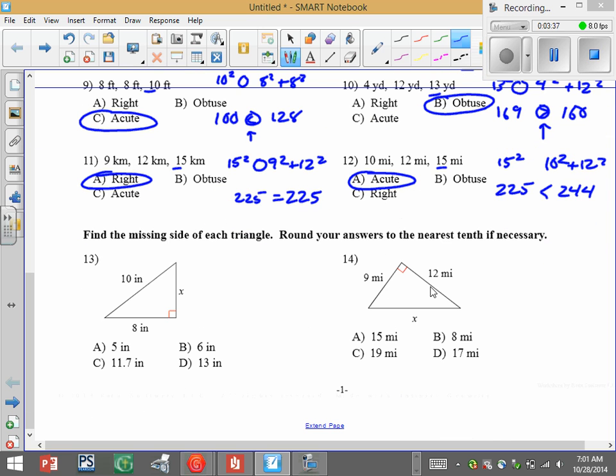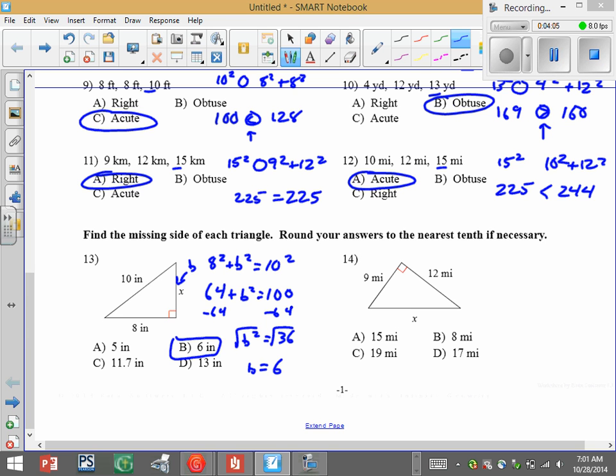All right. And then actually using the Pythagorean theorem to solve some of these things, to solve some triangles. So here we're missing b. So we'll do 8 squared plus b squared equals 10 squared. And then work our way through it. So 64 plus b squared equals 100. Subtract 64 from both sides, so b squared equals 36. Don't forget to take the square root. So b equals 6, which happens to be answer choice B.